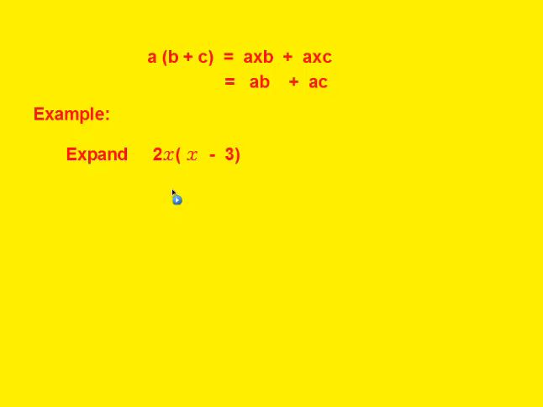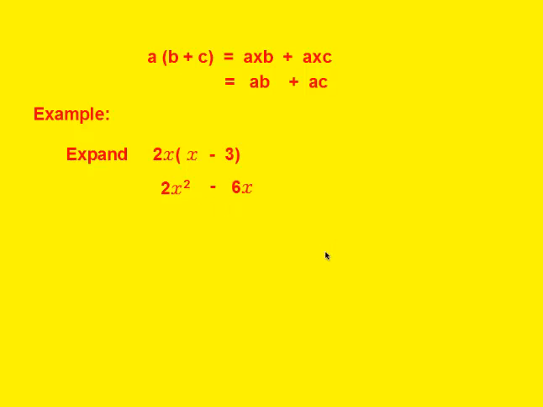Let's look at this one. 2x times x is 2x squared. Positive 2 times negative 3 is negative 6. So 2x times negative 3 is going to be negative 6x. There it is, straight to the answer.